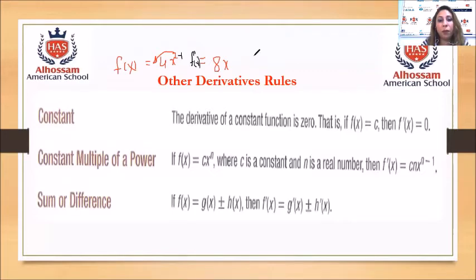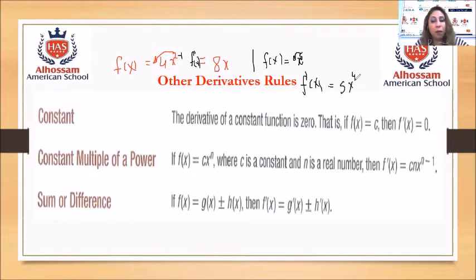Okay, another example. If I have, for example, f of x equals x to the power 5, what I'm doing is multiplying this 5 by this number, which is 1 here. So to find f dash of x, it will be 5x, and I will subtract 1 from the power, so I will have 5x to the power 4. That's the first rule that we had before.